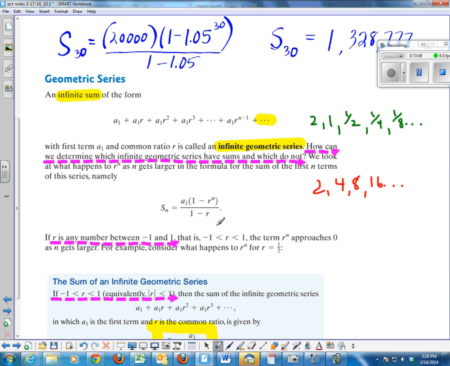So if R is a fractional value, either positive or negative, then the series is convergent, it's converging on 0, and then you can find the infinite sum of that. So this one we can find the sum of. This one we cannot find the sum of the infinite series because it is divergent, getting larger.